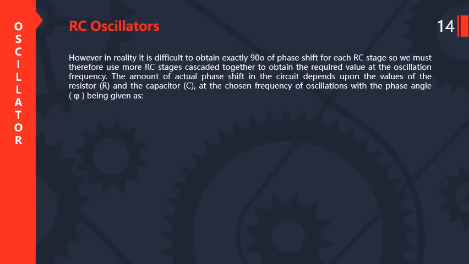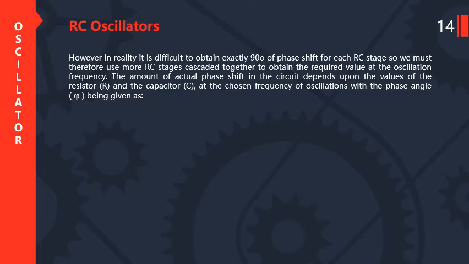However, in reality, it is difficult to obtain exactly 90 degrees of phase shift for each RC stage. It is difficult because we do not have a purely capacitive load, so the leading angle will not be a pure 90 degrees. Practically this is not possible. So we must therefore use more RC stages cascaded together to obtain the required value at the oscillation frequency. The amount of actual phase shift in the circuit depends upon the value of resistor R and capacitor C. To get the required phase shift, we select the proper values of resistor and capacitor.